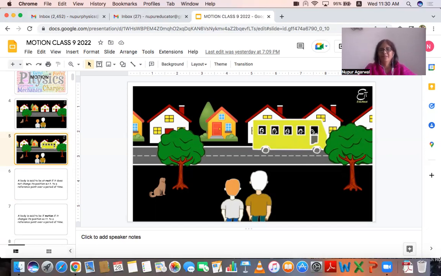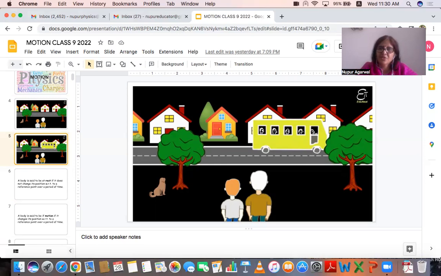Now I am asking you a question since you have understood. Suppose you went to Delhi and there's a very famous place in Delhi which is India Gate. So you are walking towards India Gate. Now my question to you is, when you are walking towards India Gate, is India Gate at rest or in motion? How do you decide? You will have to see whether the distance between you and India Gate is changing or remaining the same. Right? So you can decide according to the position.